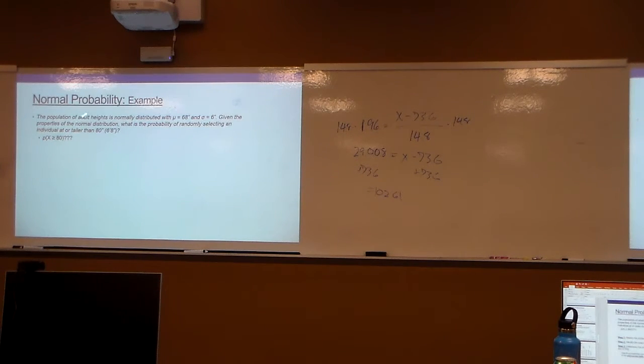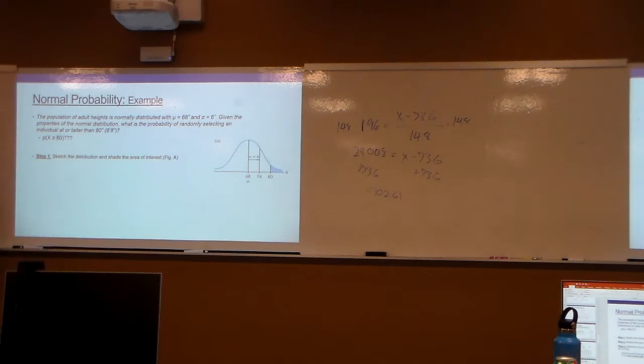Okay, so a population of adult heights is normally distributed, with a mean of 68 and a standard deviation of 6. Properties of the normal distribution: what's the probability of randomly selecting an individual at or taller than 80 inches, so 6'8"? Knowing what we know about humans, how likely is it that we randomly select someone who's 6'8" or taller? Not very likely, right? But maybe we want to be more precise. So our question is, what's the probability of obtaining a value of x that's greater than or equal to 80?